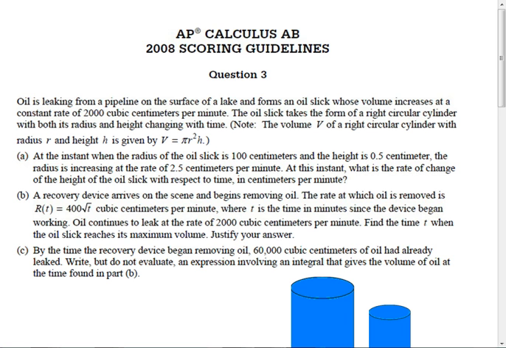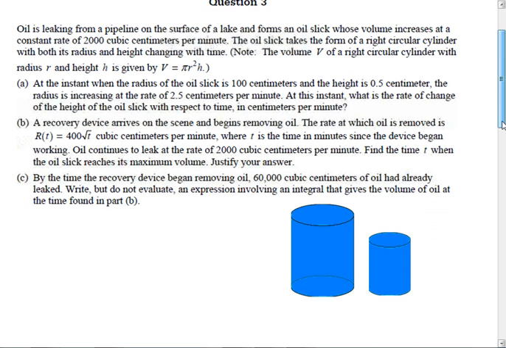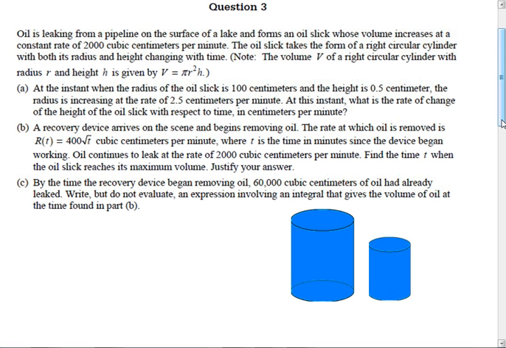Now remember how I used to say, write down the find, given, and when? Write down the find, given, and when. So this is given that we have 2,000 cubic centimeters.